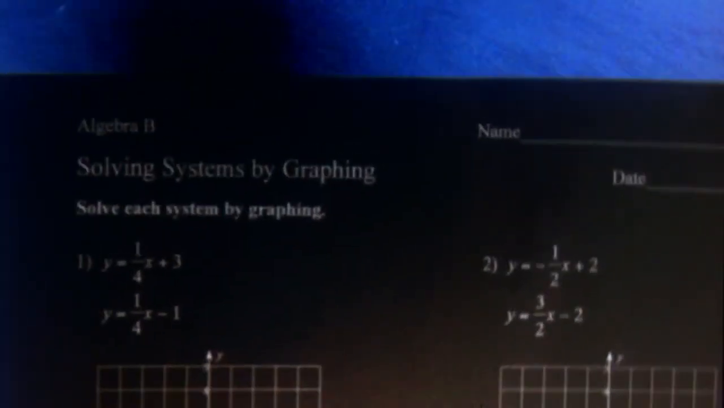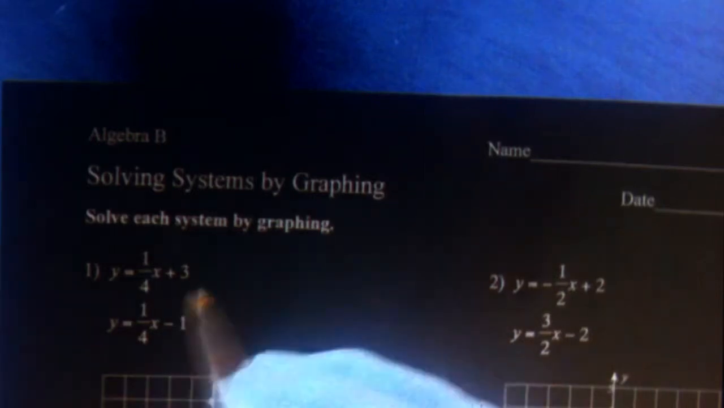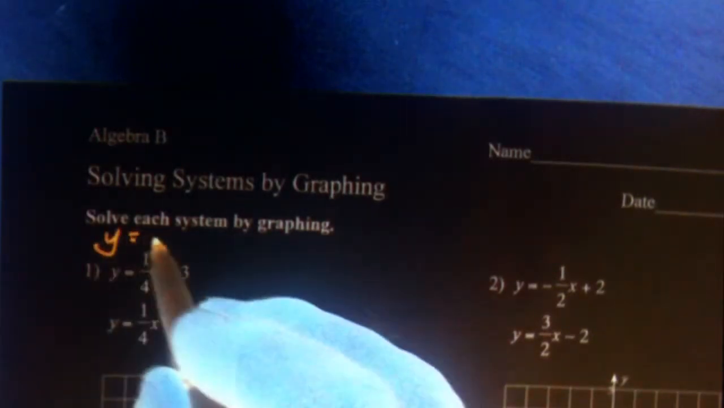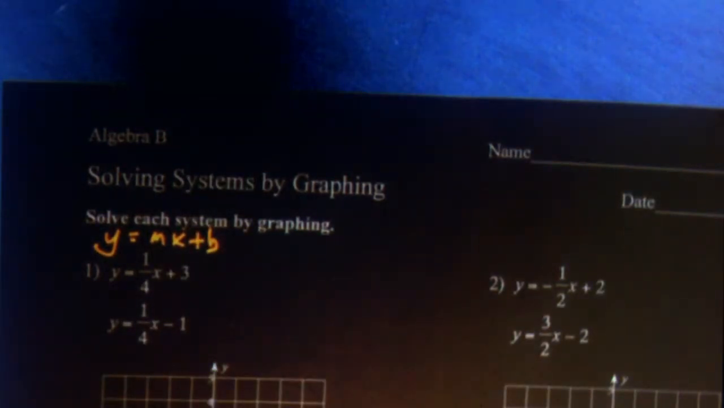In this first case, we're going to work on y equals 1/4 x plus 3, and y equals 1/4 x minus 1. There's something different about those two equations, and something that's the same. When we figure this out, we can use y equals mx plus b, which means our m is our slope and our y-intercept is our b.